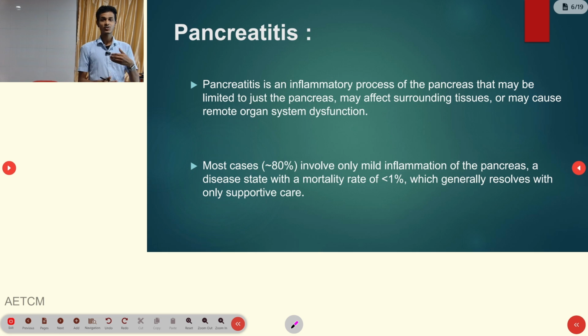Coming to acute pancreatitis. We know itis means inflammation. So inflammation of the pancreas is known as pancreatitis.